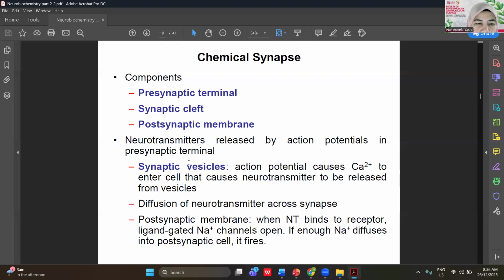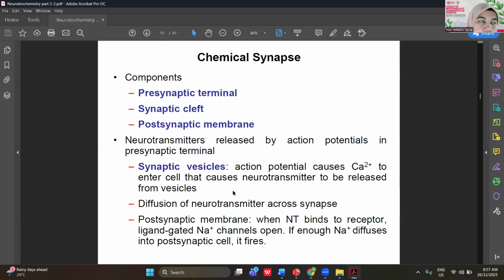So it triggers the synaptic vesicle to fuse with the membrane and release neurotransmitters into the synaptic cleft via exocytosis. Then the neurotransmitter travels across the synaptic cleft to bind with specific receptors on the postsynaptic membrane. Then the neurotransmitter will diffuse. The binding of the neurotransmitter to the receptor is going to activate the postsynaptic element.